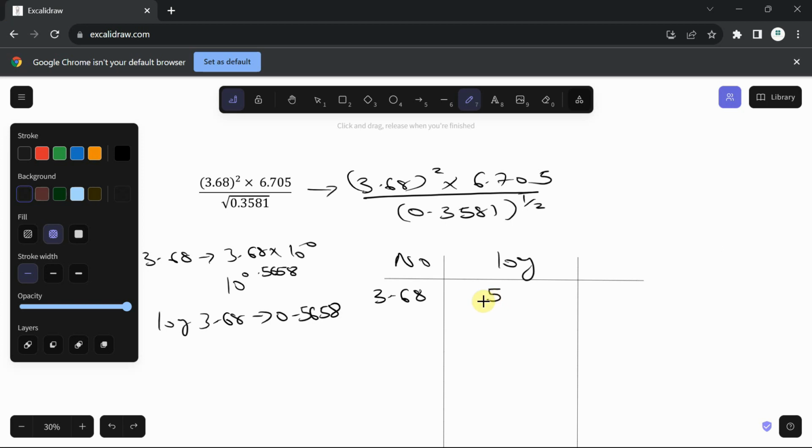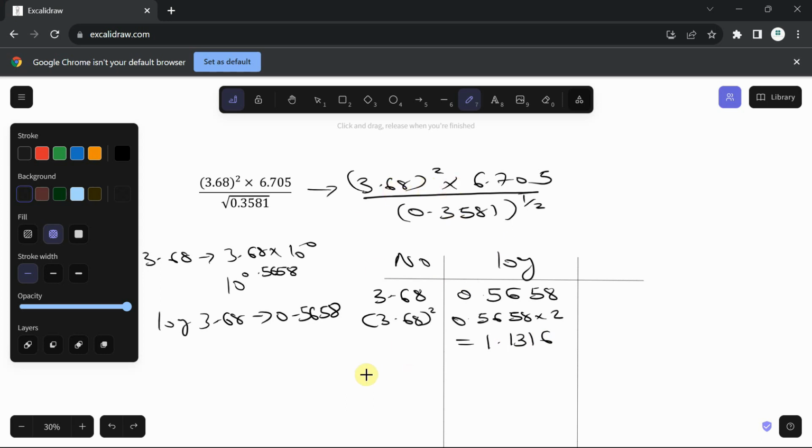So this is 0.5658. Now that we have the inside, let's take the outside, which is 3.68 all squared. We'll multiply this value, 0.5658, by 2. If you take out your calculator and press 0.5658 multiplied by 2, what is it giving you? Great. This gave me 1.1316. So we're done with this first guy.